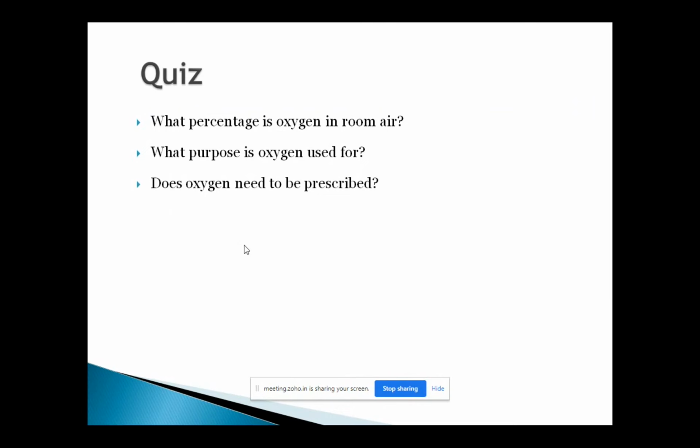If you already answered that, the purpose of oxygen is for hypoxia, which is low oxygen in your blood. Does oxygen need to be prescribed? Obviously, it is a prescription drug, so the oxygen has to be prescribed.